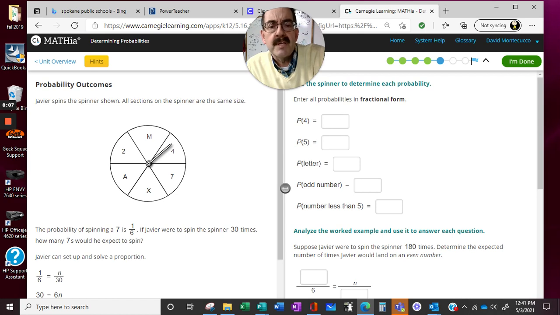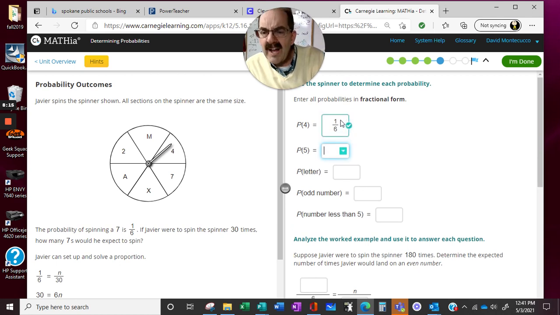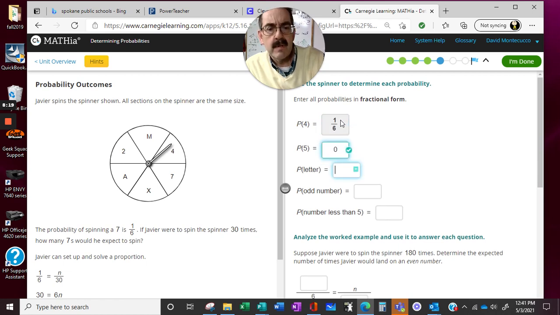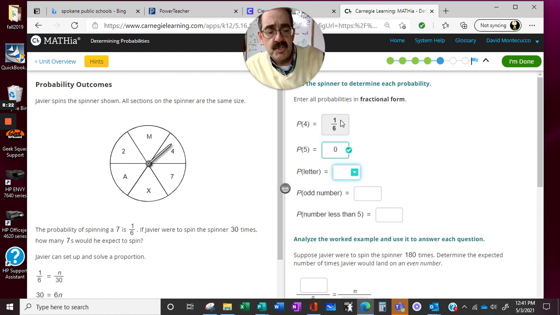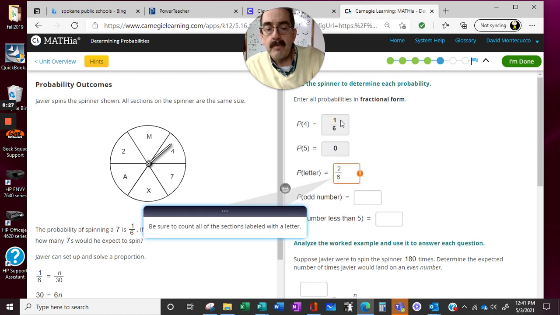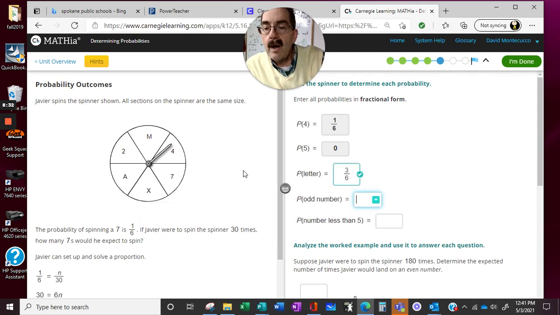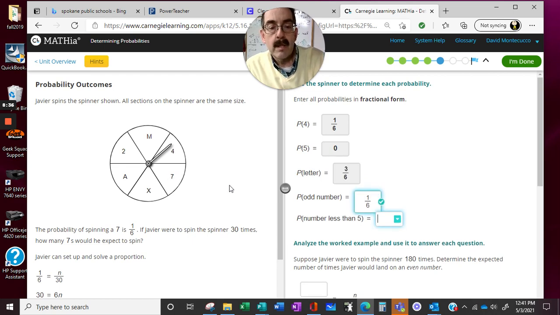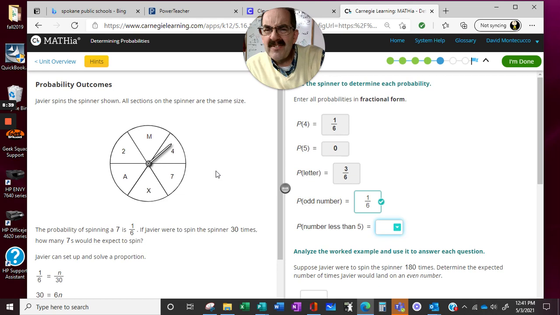Enter all the probabilities. Probability of getting a 4 is 1 out of 6. Probability of a 5, I don't see a 5. Probability of a letter is 2 out of 6. Oh, 3. There are 3 letters. My bad. Odd numbers: 1. Less than 5: 2 and 4.